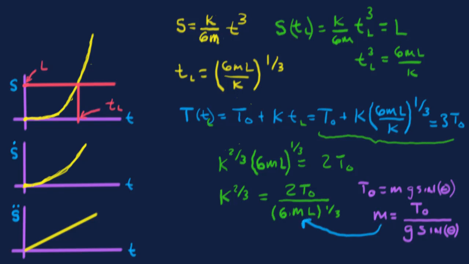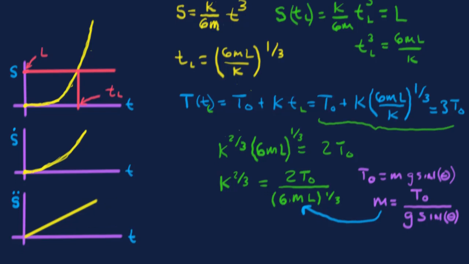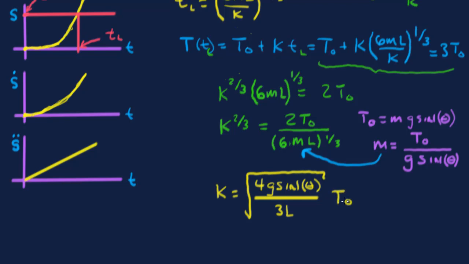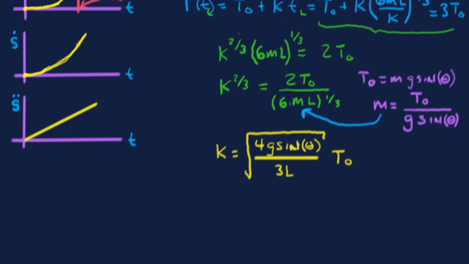And then what? And then you can manipulate things for a little while. It takes a few lines. But in the end, you get this really cool expression. I got 4g sine theta over 3l, and then I'm going to take the square root of that thing and multiply it by T0. And I claim that's my answer. I feel pretty confident about it because I checked my results a couple times.